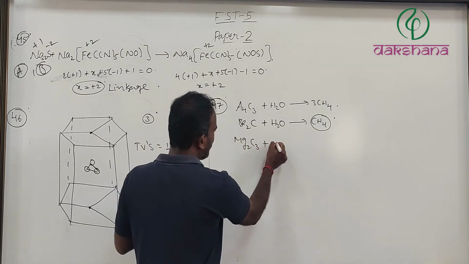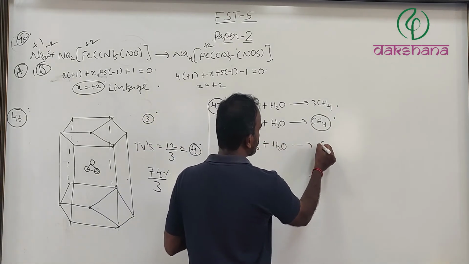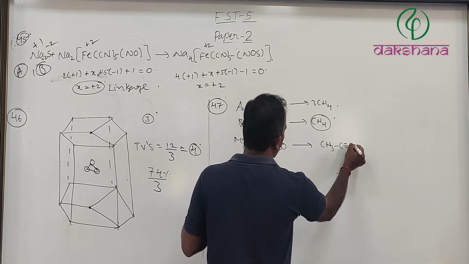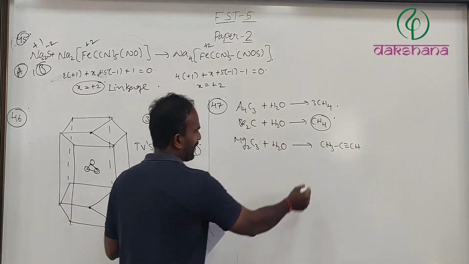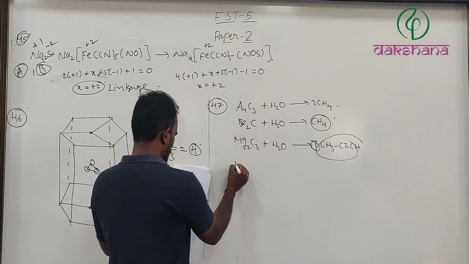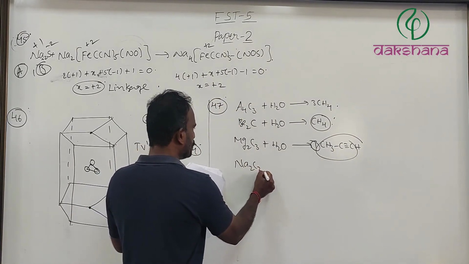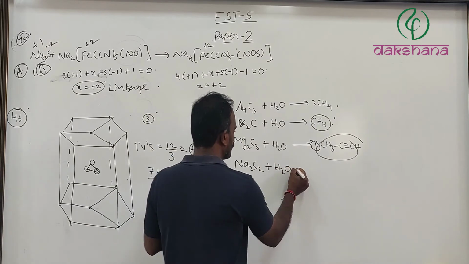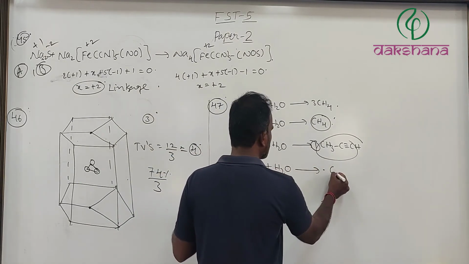Mg2C3 on hydrolysis gives CH3-C≡CH, which is 1 mole of propyne. This also gives 1 mole of the hydrocarbon. Na2C2 plus H2O gives C2H2.